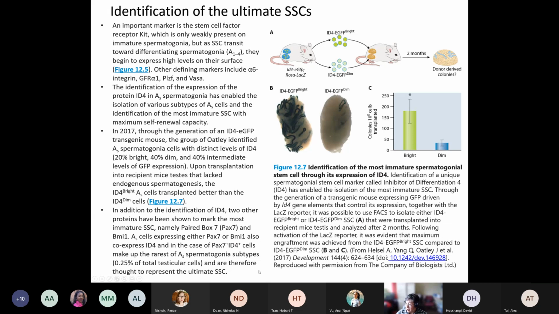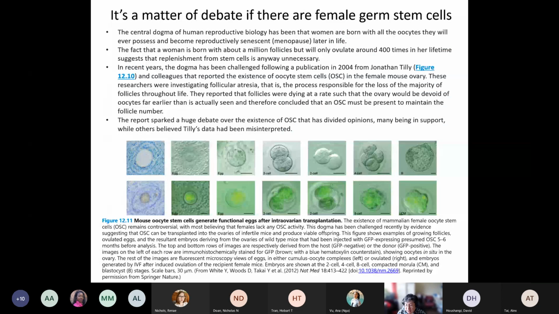So you have three proteins that can mark the SSC, but here it's a strange combination. They should express either PEC7 or BMI1 and, at the same time, ID4. Those are the markers used to describe the ultimate SSC. Finally, in the last slide, I'm going to give you contradictory opinions or experiments related to whether there are female germ stem cells.